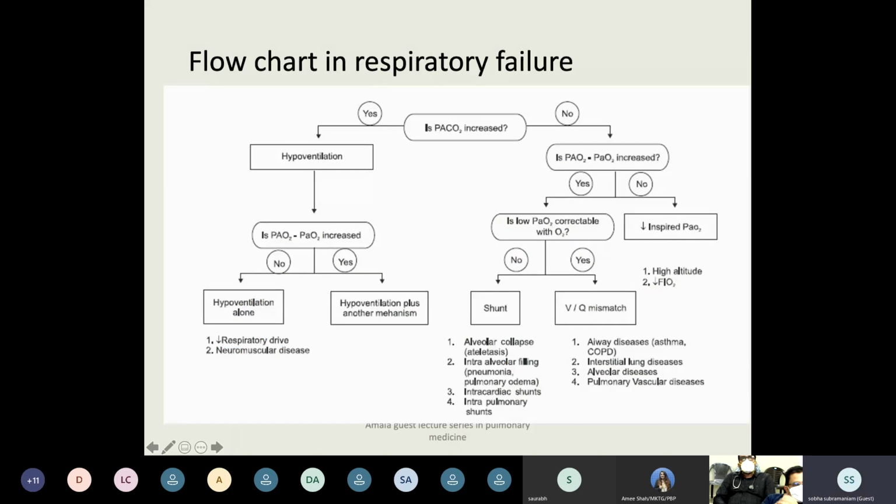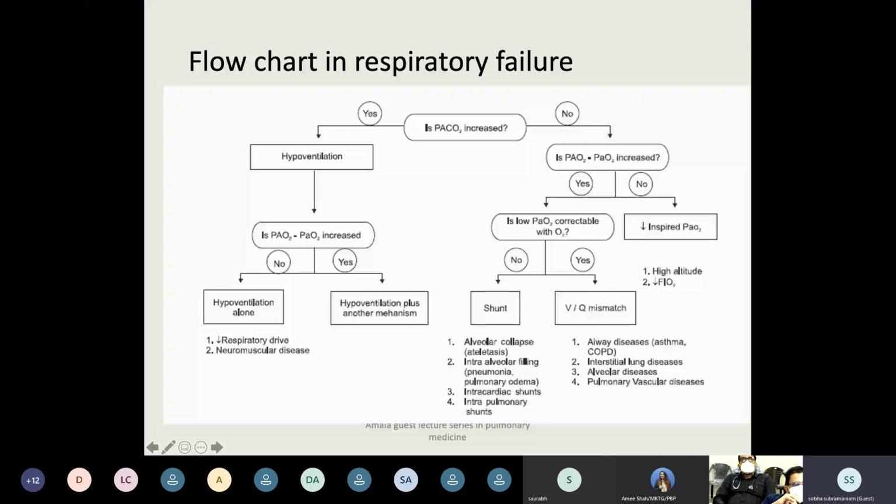So this is the flow chart in respiratory failure. I'm sure all of you can see it. So here is a patient who has hypoxemia. And what should you do next? Is PaCO2 increased or normal? If it is increased, then you think, oh, PaCO2 is increased, so it is hypoventilation. Yes. Then what else should you look at?